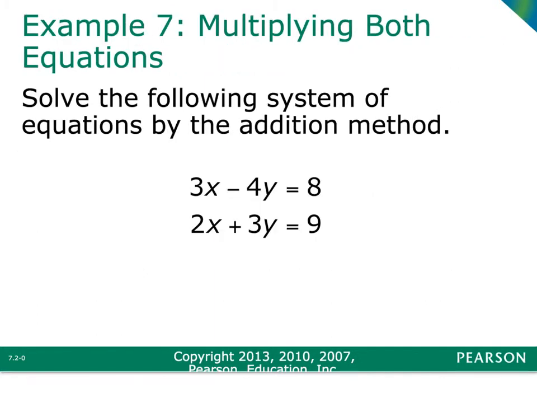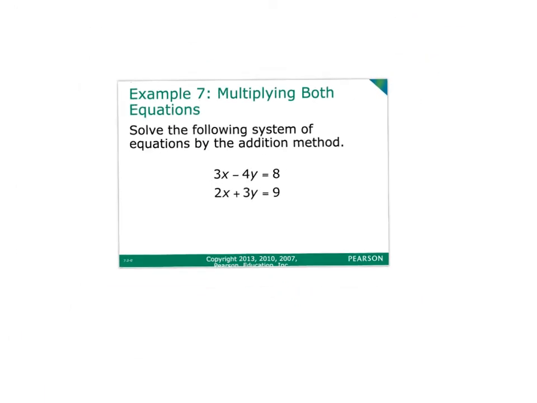So let's say I asked you to solve 3x minus 4y equals 8 and 2x plus 3y equals 9. Notice that none of the coefficients are equal to 1, so based on that situation, I would use the elimination method here. When you do that, you line them up by like terms: 3x minus 4y equals 8 and 2x plus 3y equals 9. Now, you cannot just start adding them because none of your terms are opposites.